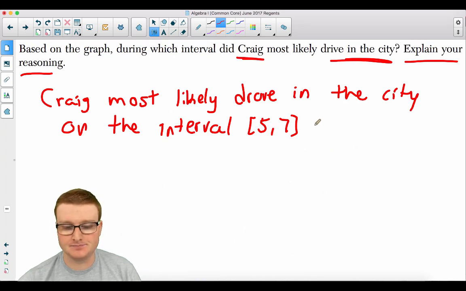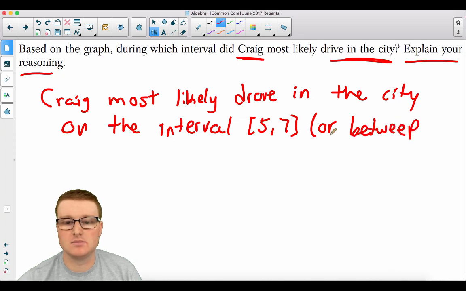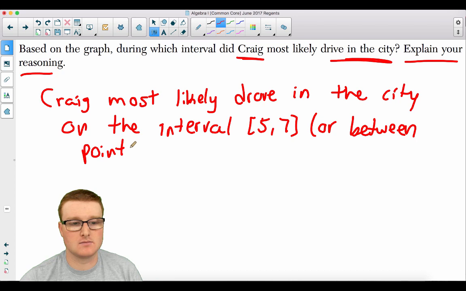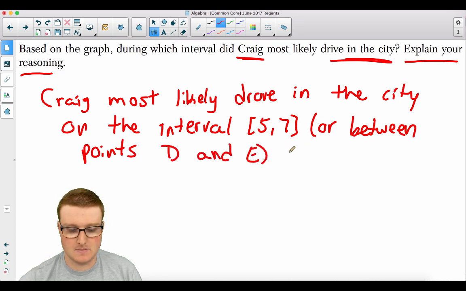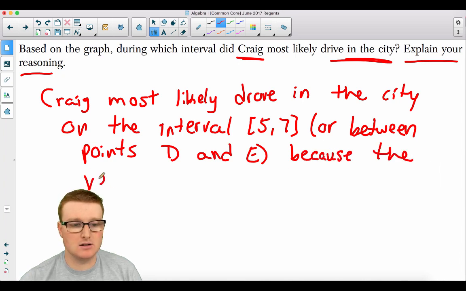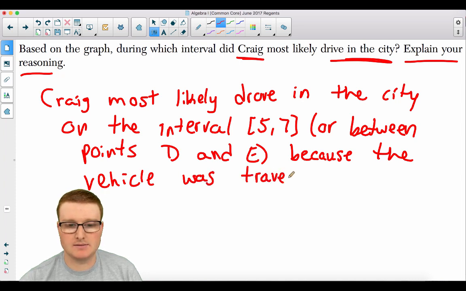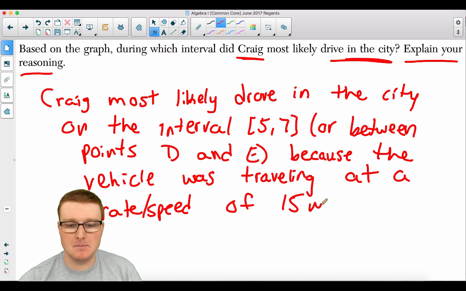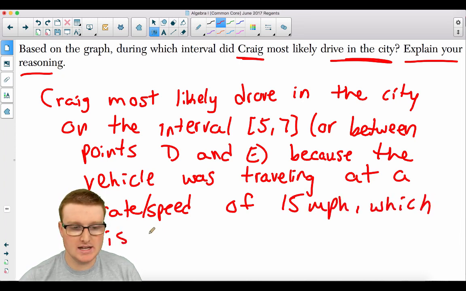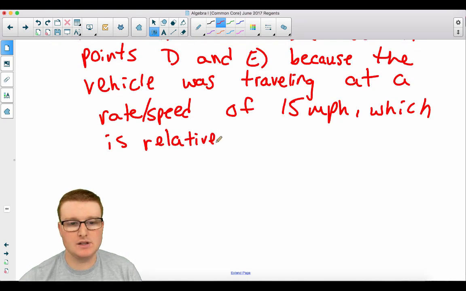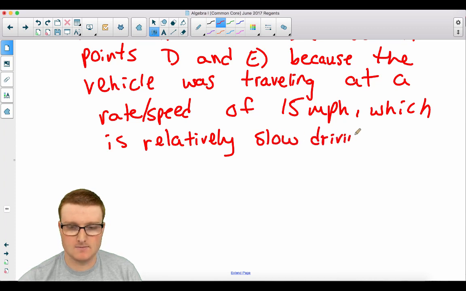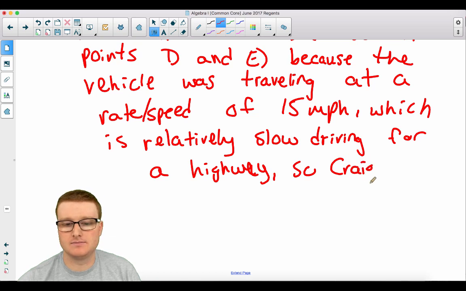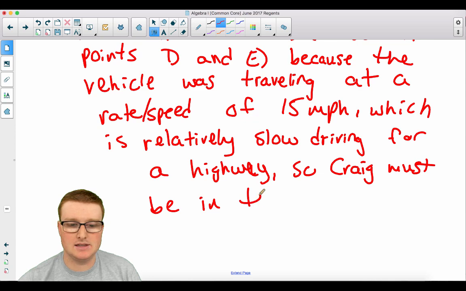So on the interval from 5 to 7, or you could say between points D and E, because the vehicle was traveling at a rate or speed of 15 miles per hour, which is relatively slow driving for a highway. So Craig must be in the city.